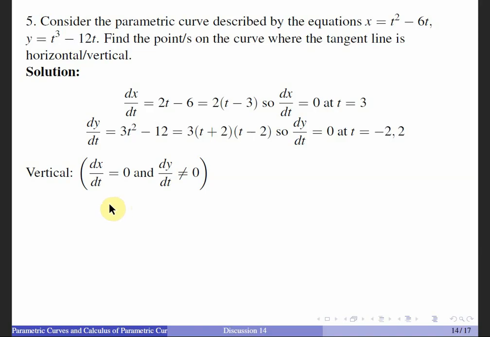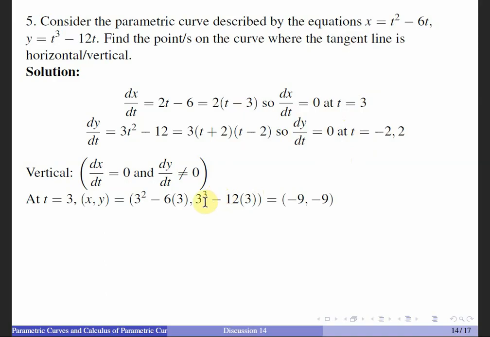Now, to find the values of t where there will be a vertical tangent line, dx over dt should be equal to 0 while dy over dt is not equal to 0. Since the values for t that will make dx over dt and dy over dt equal to 0 are different, we just have to take the values of t where dx over dt is equal to 0, which is t is equal to 3.